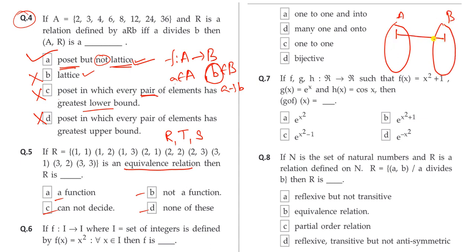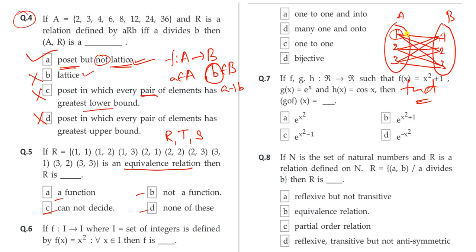From 1 to 1 we have (1,1), and also how many elements are there? 1 2 3, 1 2 3, 1 2 3. So from 1 to 1 we have, 1 to 2 we have, and next 1 to 3 we have, and similarly (2,1), (2,2), (2,3), (3,1), (3,2), (3,3). Is it a function? Each and every element has a unique element.